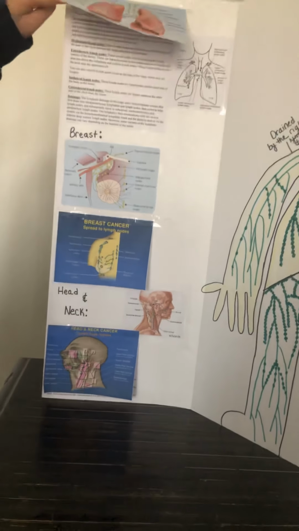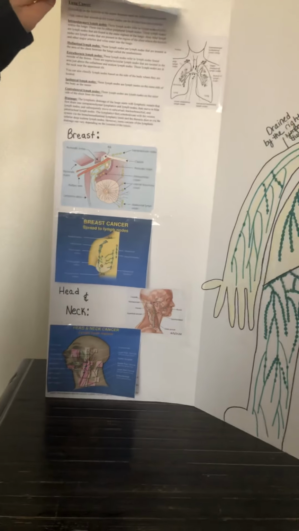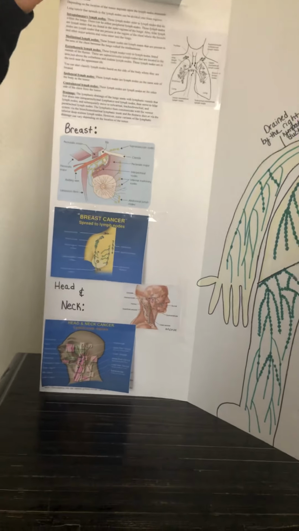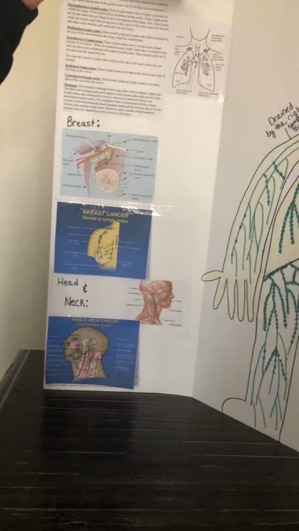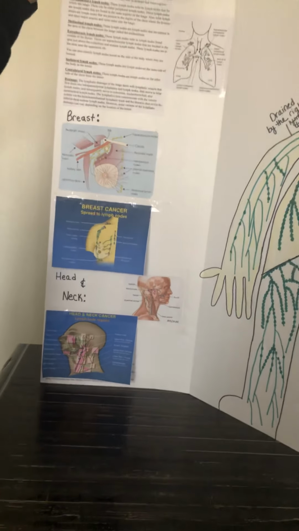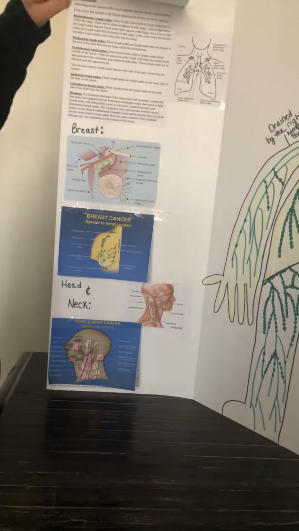Extrathoracic lymph nodes refer to lymph nodes found outside of the thorax. These are supraclavicular lymph nodes, which are located in the area just above the collarbone, and scalene lymph nodes. These lymph nodes are in the neck near the uppermost rib.